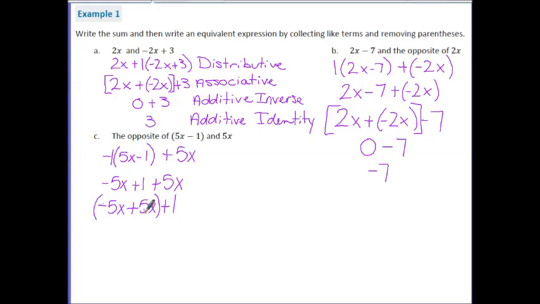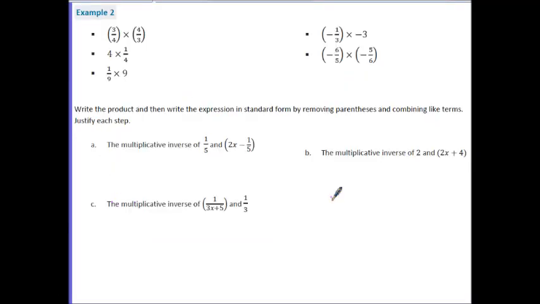Negative 5x and 5x are additive inverses, so we get 0 plus 1. And 0 plus 1 is the additive identity, giving us 1. For example 2, we're going to turn our attention to multiplication. So let's go through each one of these examples.